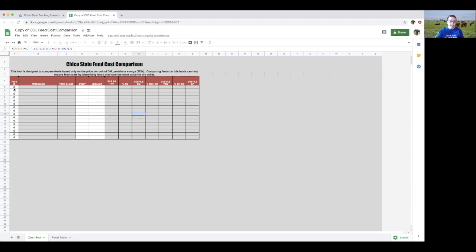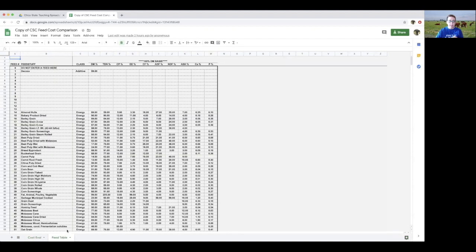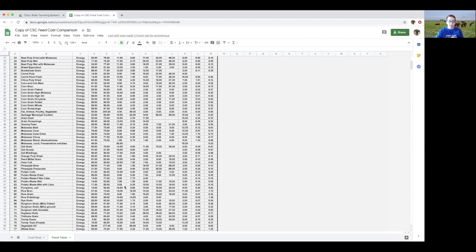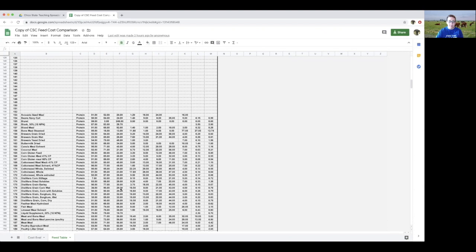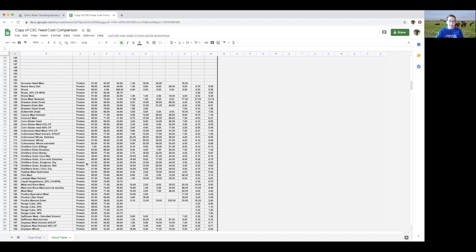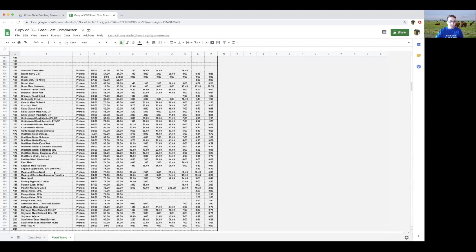And the first thing is, say we want to look at the cost of some protein supplements, for example. I was actually just looking up the prices. So let's take a look at our feed table, which is the sheet on the bottom. And if we scroll down, we'll find the protein sources. The feed table is grouped by category, so we can definitely find some different protein sources.